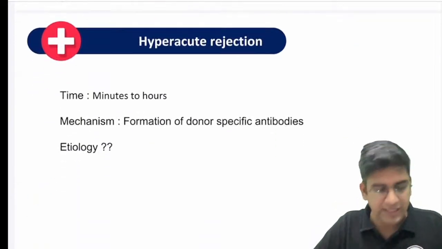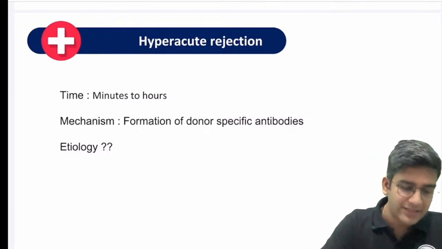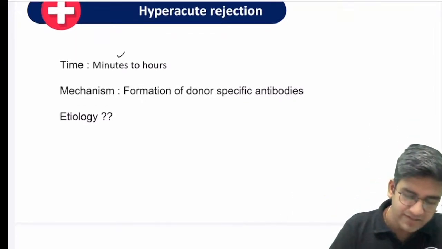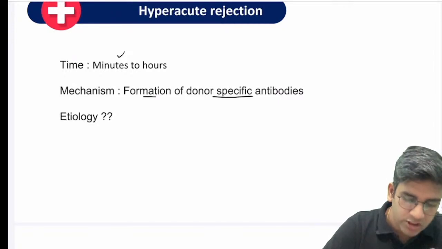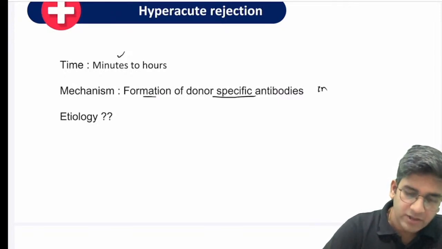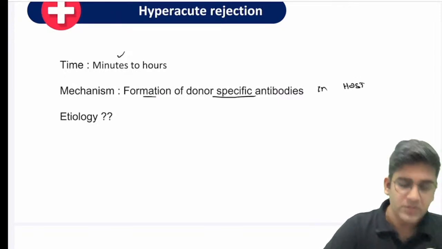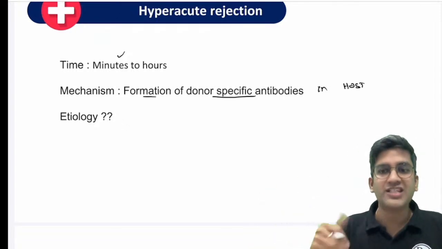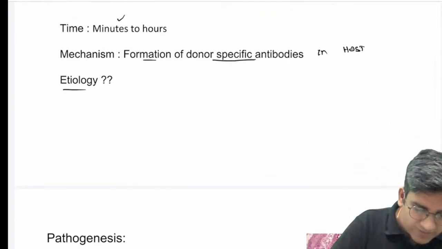Fine. Let's go to hyperacute. Hyperacute happens within minutes of the transplant being done. And the reason is formation of donor specific antibodies in the host. Right? So the host, if I am the host, I already have antibodies against the donor, right? So why are there donor antibodies?